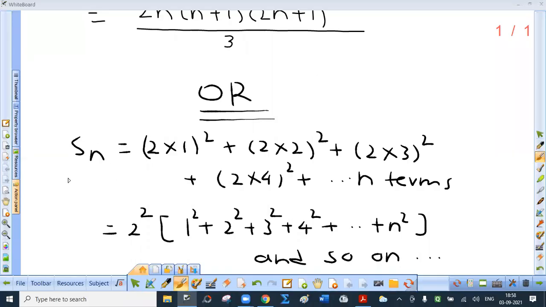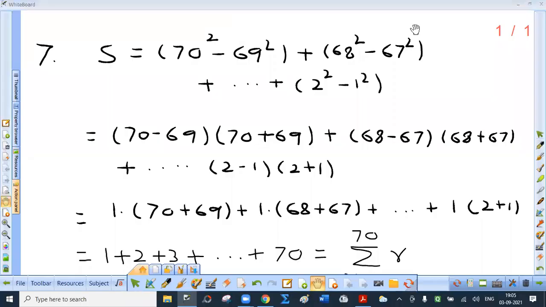Or you may say 2 is 2 into 1. I'm considering bases. 4 is 2 into 2. 6 is 2 into 3. 8 is 2 into 4. Right? So from each term, 2 square can be taken common. So in the bracket, what remains is 1 square plus 2 square plus 3 square up to n square. 2 square is 4. Now this is the sum of the squares of the first n natural numbers. Naturally, we will write n into n plus 1 into 2n plus 1 upon 6 for that. For this method also, you'll get full marks.